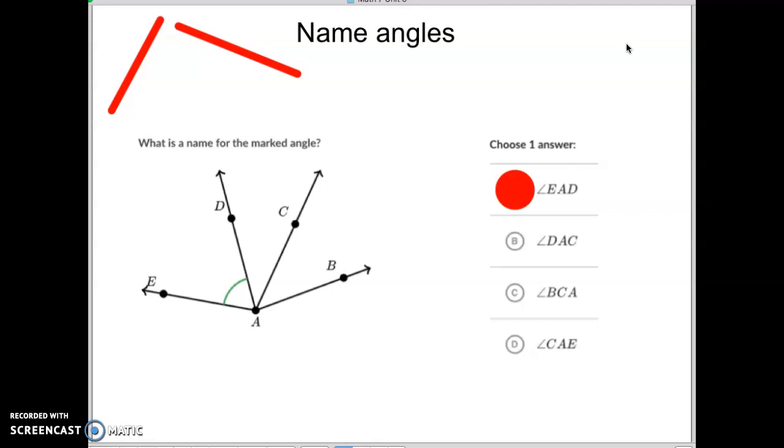All right, so we are now done with quiz 1, and we are on to the second portion of our geometry unit. The first concept that we're doing is called naming angles. This one, again, is not very difficult, but you do have to understand what you're doing.